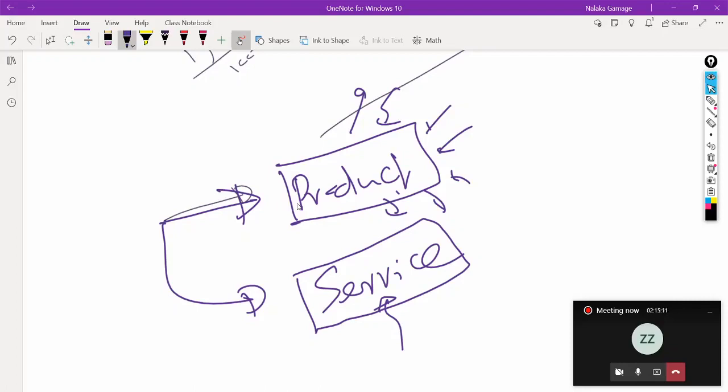So when you say South Korea, Nokia, right? Even when you say India, how many products come into your mind? So that is why India is getting stronger and stronger and stronger.